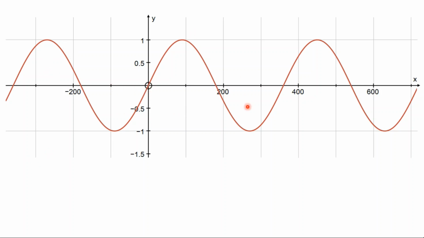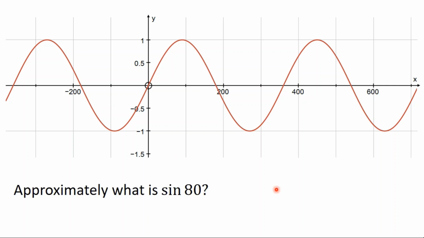Now, we've been reading values off graphs since primary school, so that's a skill that we already have that we can apply here. So if I asked you, what is sine of 80? Approximately, I can use this graph. I can find 80 on the x-axis, which is here. Draw a line right up to the sine curve. Draw a line to the y-axis, and it looks like it's approximately 0.95. Okay, so that's one way we can use the sine graph to read off values of sine.